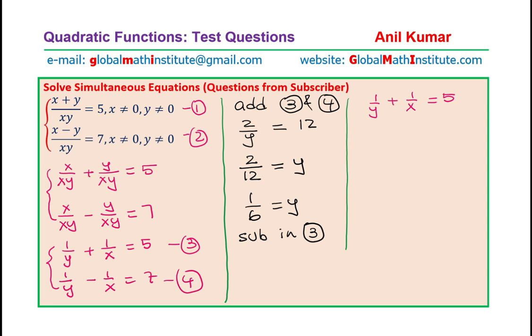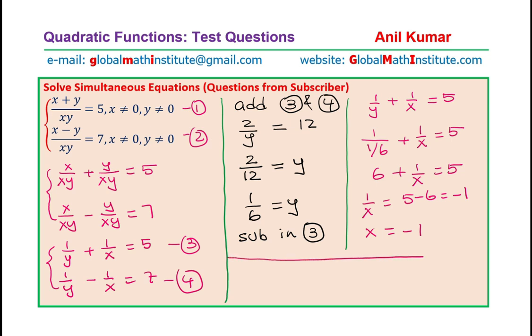Let me do it in 2 steps. What I'm trying to say is 1 over 6, right? Plus 1 over x equals 5. Makes sense, right? So it is 6 plus 1 over x equals 5. So 1 over x is equal to 5 minus 6, which is minus 1, or x is equal to minus 1. Okay? So with that, we get our solution, and clearly the solution is that x equals minus 1 and y is equal to 1 over 6.